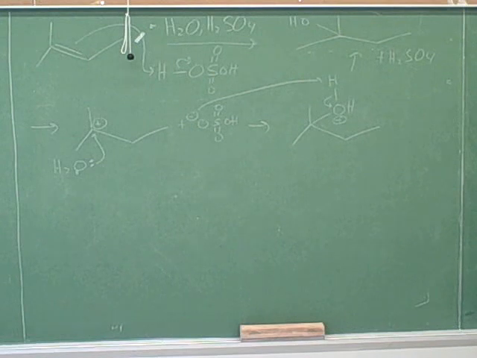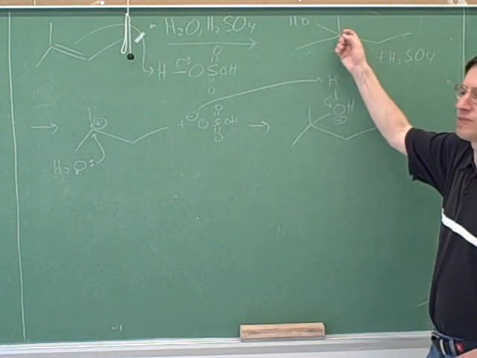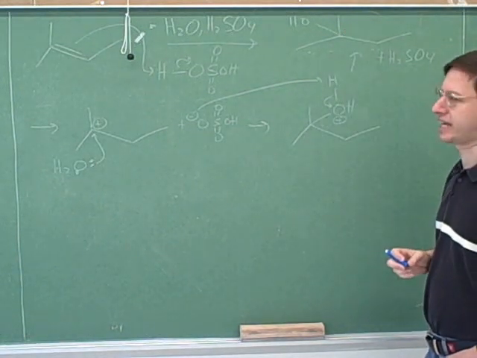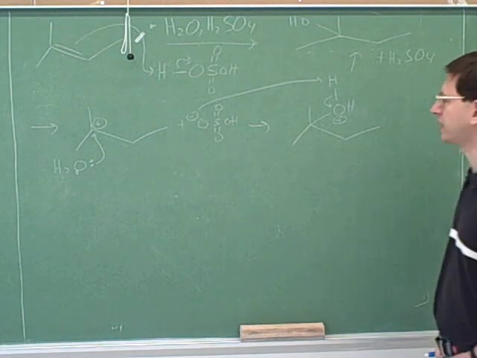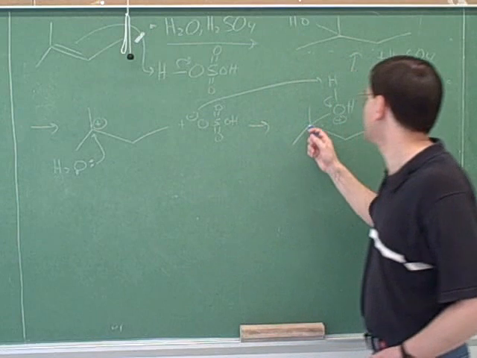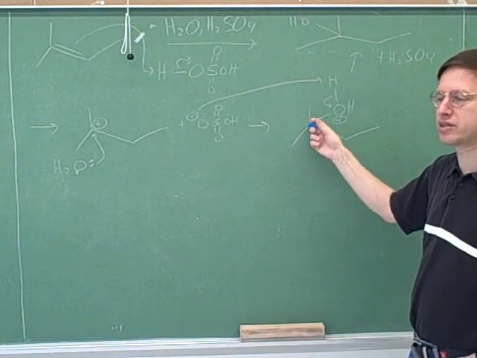Was this Markovnikov or anti-Markovnikov? Markovnikov, because the electronegative atom, the oxygen, ended up on the more substituted carbon because, again, it was attacking second. So it attacked, we formed the more substituted carbocation. When the water attacked, it did not form a stereocenter, so we didn't have to worry about the stereochemistry.